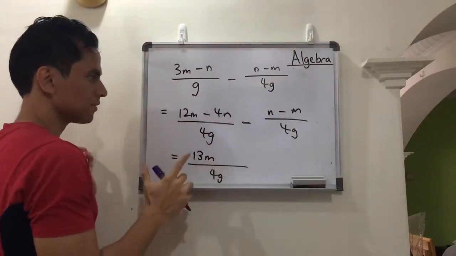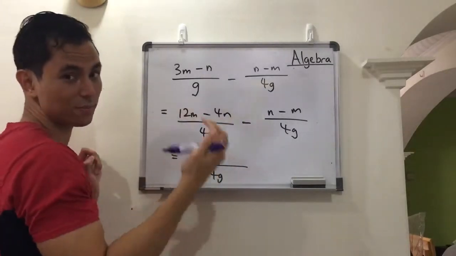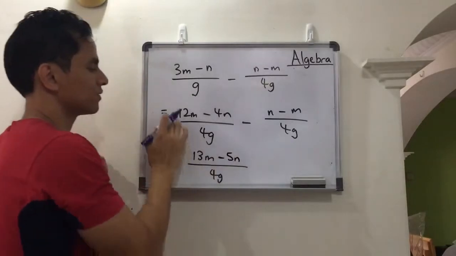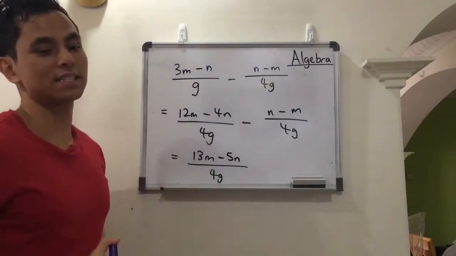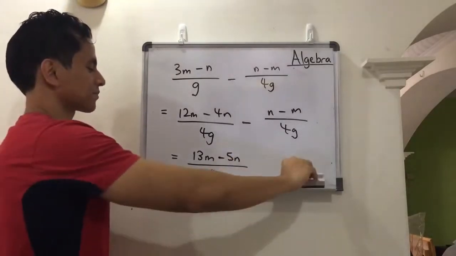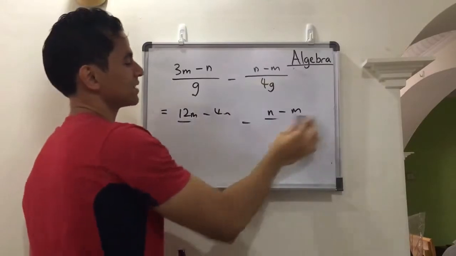Okay? And now here, minus 4n, minus n. So this will just give us minus 5n. So yes, with that step, we have gotten our final answer for this example 2. So now let's move on to example 3. It gets more tricky because I'm going to introduce terms with brackets now.